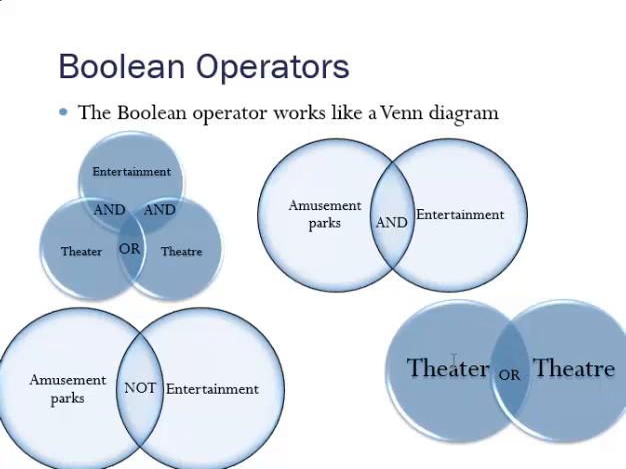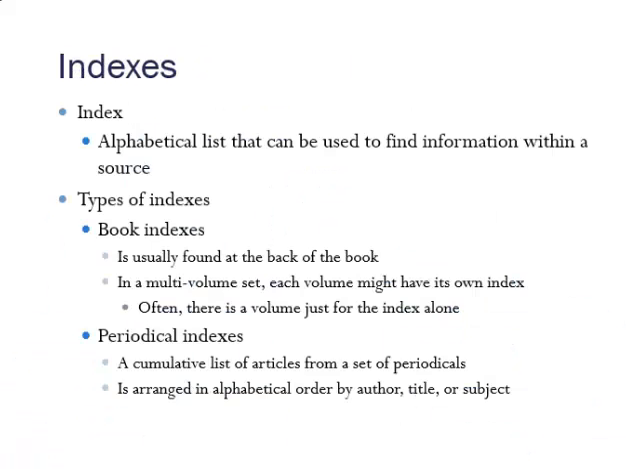This is an example of theater or theater. You'd get both circles, and if you do amusement parks but not entertainment, then you would get over here, because this has amusement parks and not entertainment in the search terms, but you would not get what's in the middle over here because this has both entertainment and amusement parks. Again, it's really just the same idea as a Venn diagram.